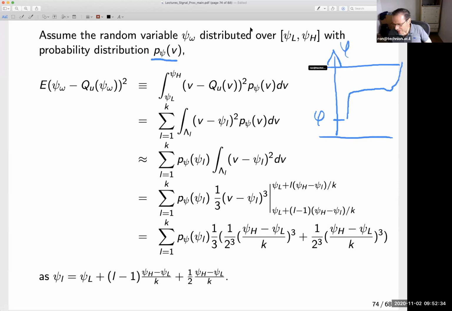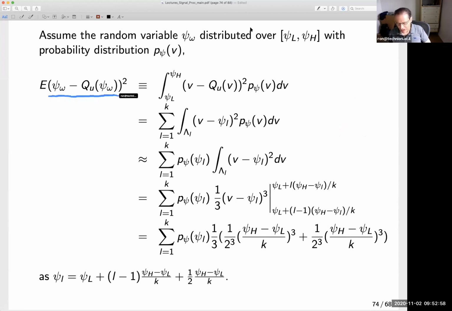So the probability of getting a value at these bins is much higher than the probability of getting a value at this region, okay? Somebody is giving me this probability as p psi of v, okay? So the probability of getting a value v would be p psi of v. So if somebody is giving me this probability, how do I plug it into the MSE?